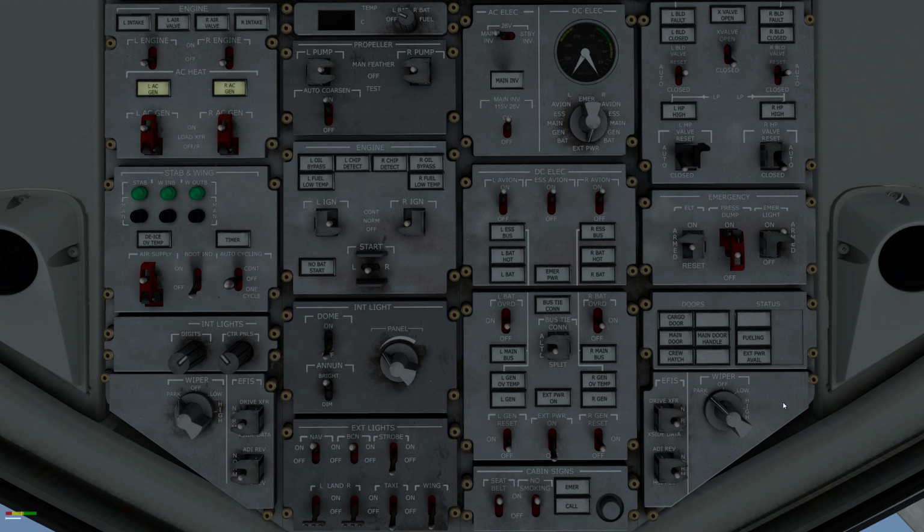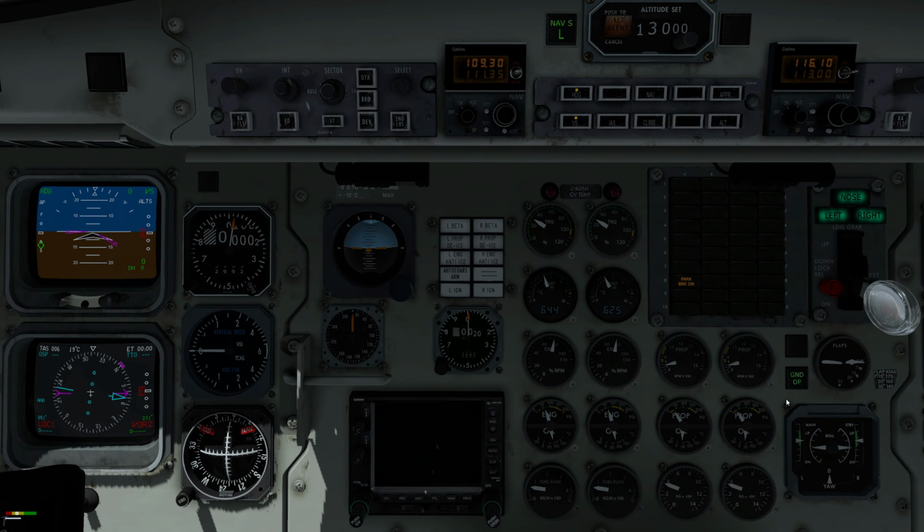Trims set. Let's have a look at the trims. Yeah, you could trims move a little bit slowly, but you can put a little bit of back trim in there. So the only light on now on the CWP is the parking brake advisory light, for want of a better word.